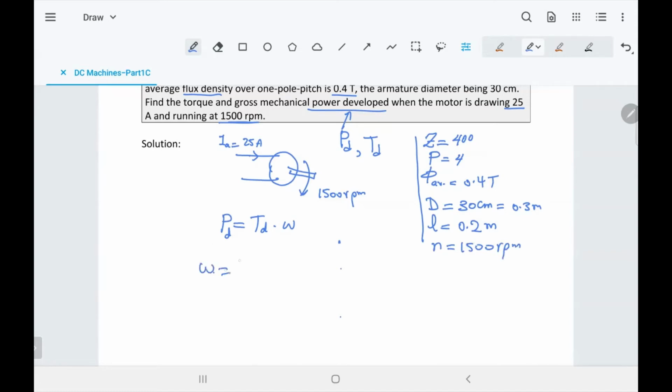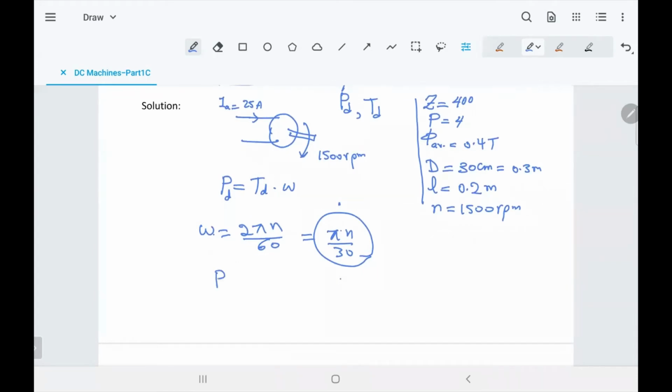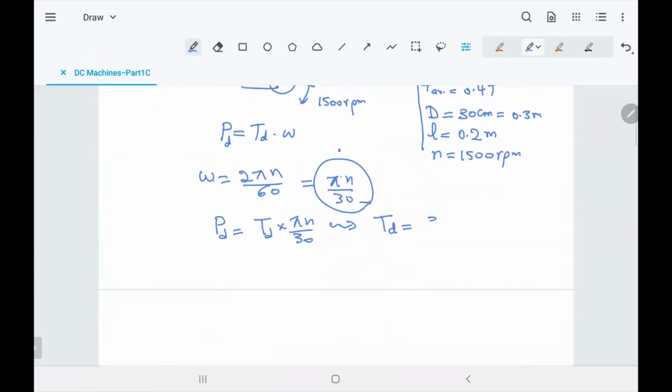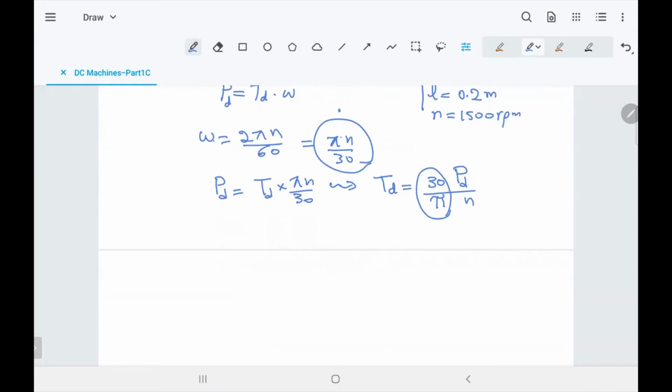To find omega, it is equal to pi n over 60 times 2, which means 2 pi n over 60, or pi n over 30. Don't forget how to convert from RPM into radians per second. If you do that, the power P_D is equal to T_D, the developed torque, times pi n over 30. So if you want to find the torque, the developed torque will be equal to 30 times P_D divided by pi n. We like to make life easy, so we divide 30 by pi, which gives 9.55 P_D over n. So to find the torque, if you know the RPM, just divide P by RPM and multiply by 9.55.